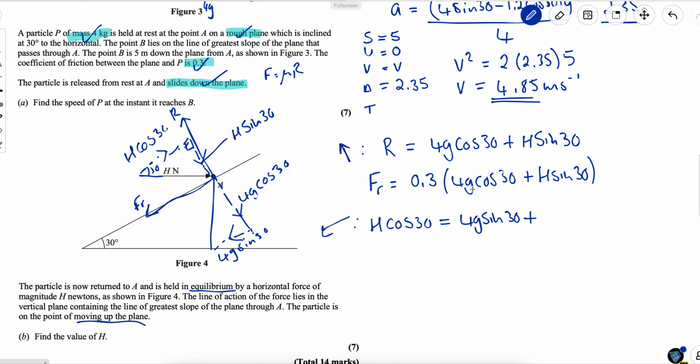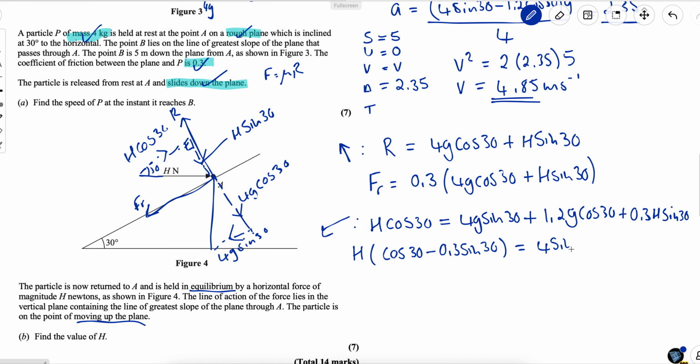Now I'm going to just multiply this out. So 1.2G cos 30 plus 0.3 H sine 30. And now just by rearranging both of the H terms on the same side, H cos 30 minus 0.3 H sine 30 equals, and if I just factorise out the G for ease, (4 sine 30 plus 1.2 cos 30) G, and then divide both sides by this to get an equation ready to put into the calculator.